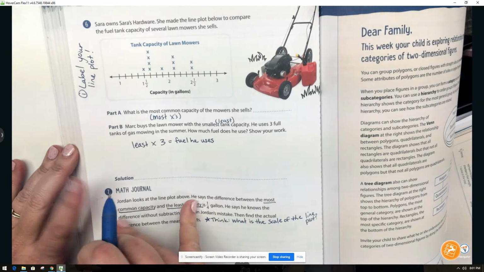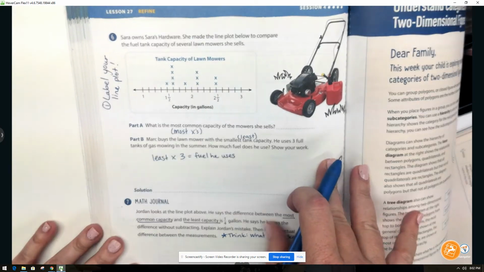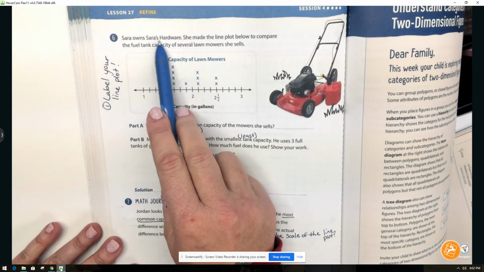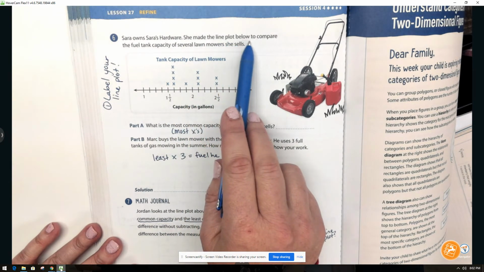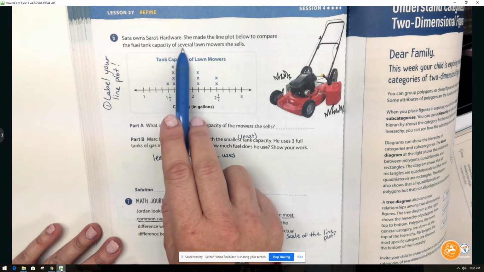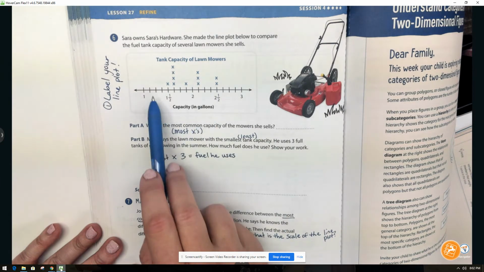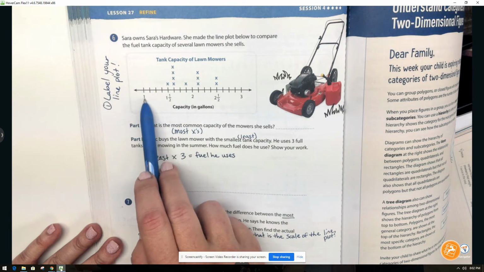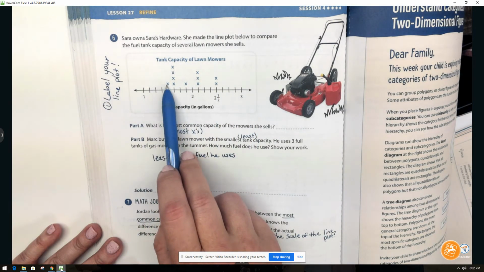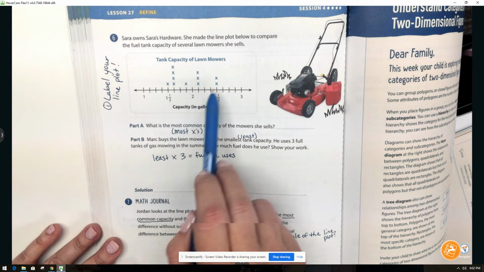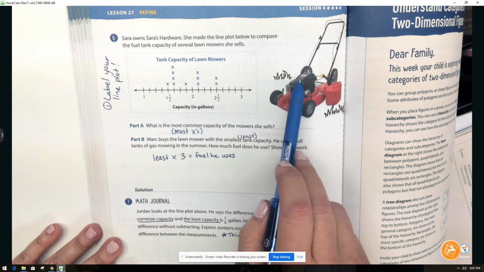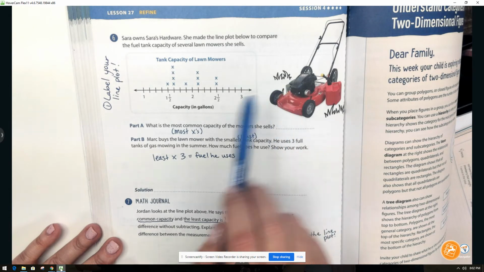Go ahead and go to number 6. Number 6 says, Sarah owns Sarah's Hardware. She made the line plot below to compare the fuel tank capacity for several lawnmowers she sells. So we have a line plot that's labeled from 1 to 3, and then we have some values of the capacity. That means how much gas her lawnmower can hold.